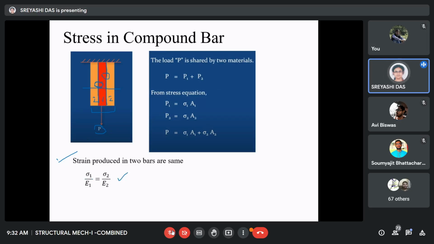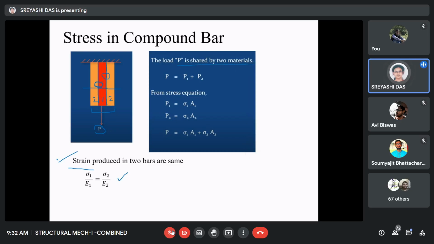Sigma 1 is the stress produced in material 1 and sigma 2 is the stress produced in material 2. So this is the main thing. Whenever there is a compound bar, whenever there is a composite section, there the strain must be the same. That means the bar will behave monolithically.